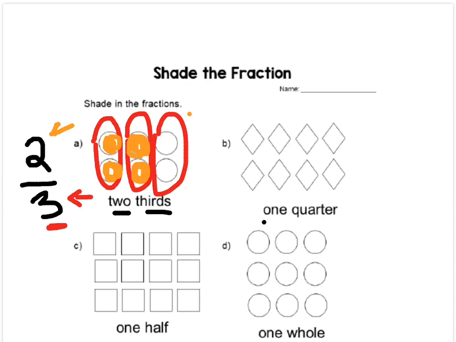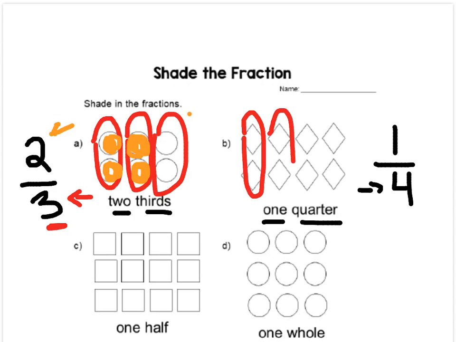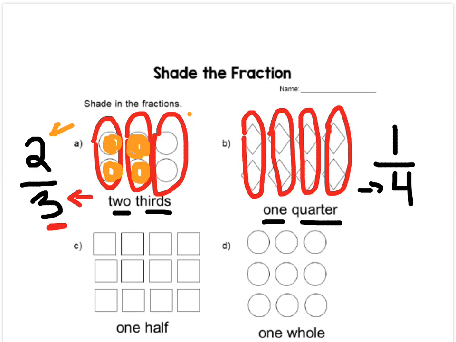For B, we have 1/4, 1 over 4. So we have to first split this into 4 groups. Okay, 1 group, 2 groups, 3 groups, 4 groups. And how many of those groups am I going to color in? 1. I'm going to color in one of those groups. There's 4 groups in total, and one of those groups is colored in. So only one of these diamonds groups is going to be colored in.